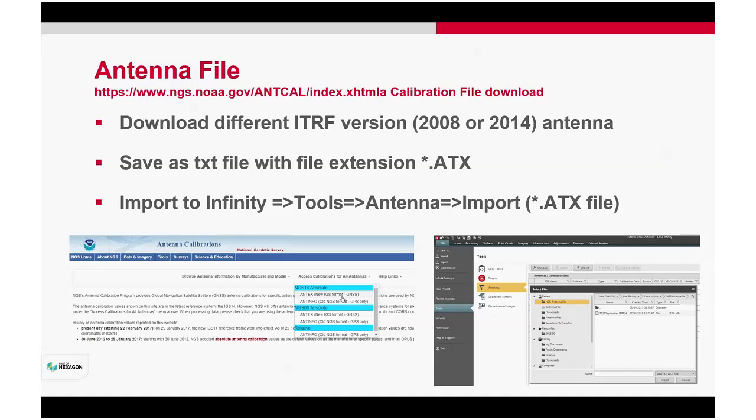Okay, and then you can import it to the Leica Infinity. Okay, so there may be some question asked why this antenna file is so important. Okay, yeah, it is important because when you want to measure correctly with other receivers, we need to understand the antenna offset of the other receivers. Otherwise, we've got some height problem.